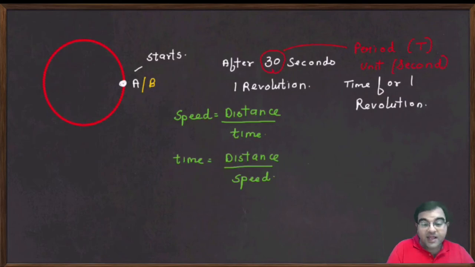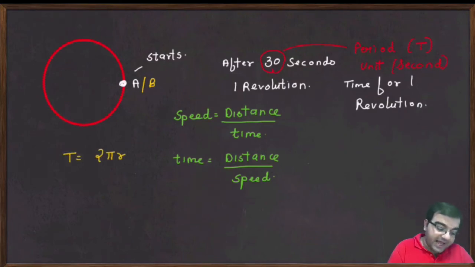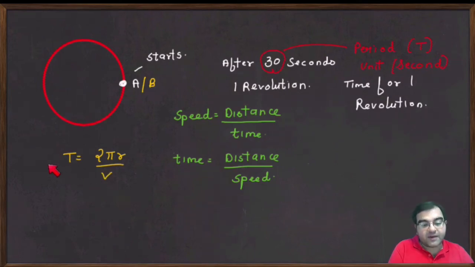So if I want to calculate time, I can just say time up, speed down. And I know the distance covered by the circle is equal to the circumference, and that is 2 pi r. So I get the first formula as 2 pi r upon the speed. This is the first formula I get for time period, and time period is the time required for one revolution.